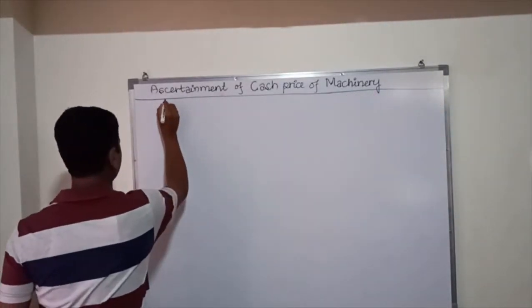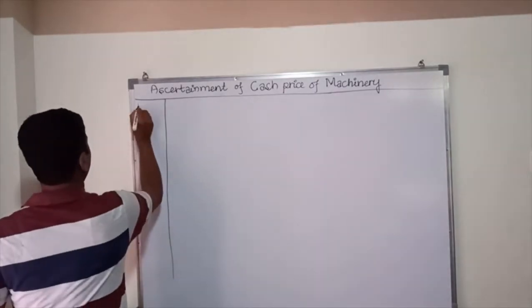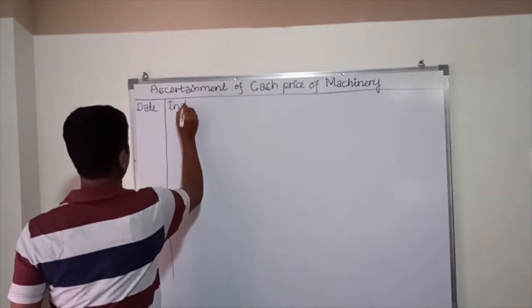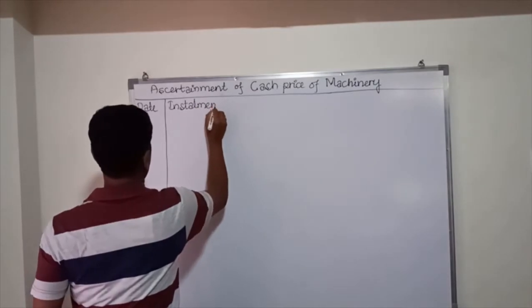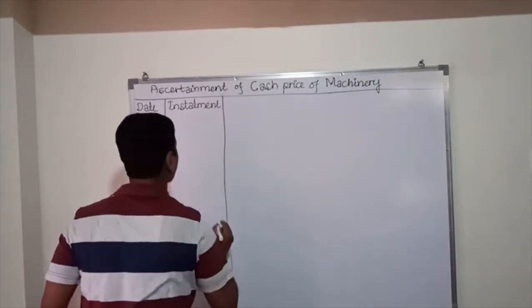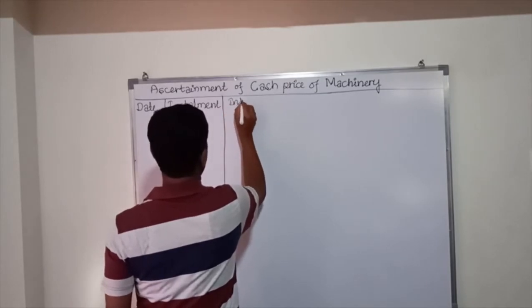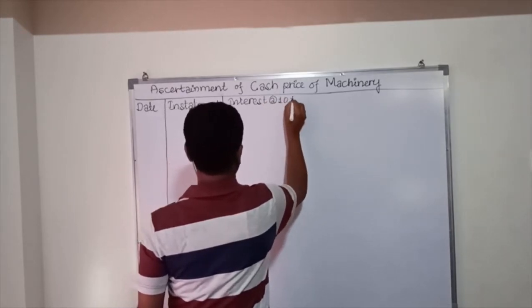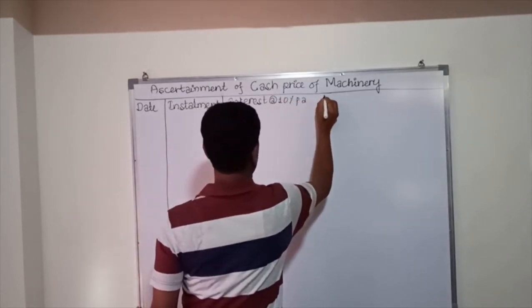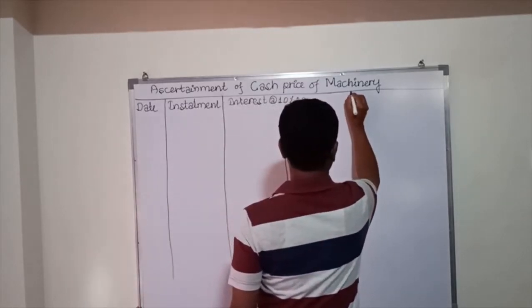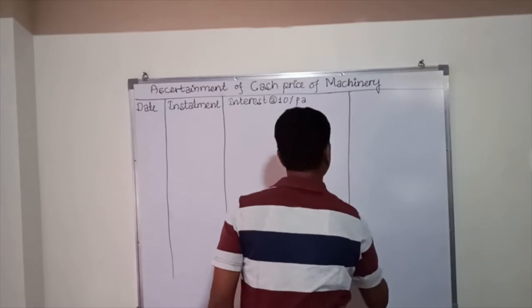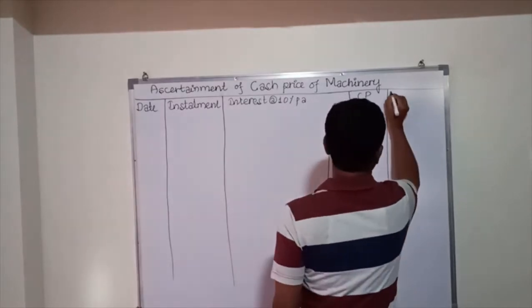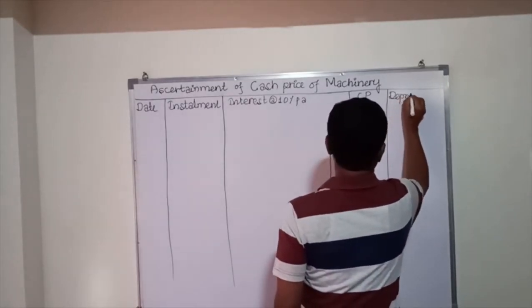This is a date column, so let me write here date. Then here it is installment, so installment column. Then interest, which is calculated at the rate of 10% per annum. Then the next one here is CP, or the principal amount. Then the last column is meant for depreciation.